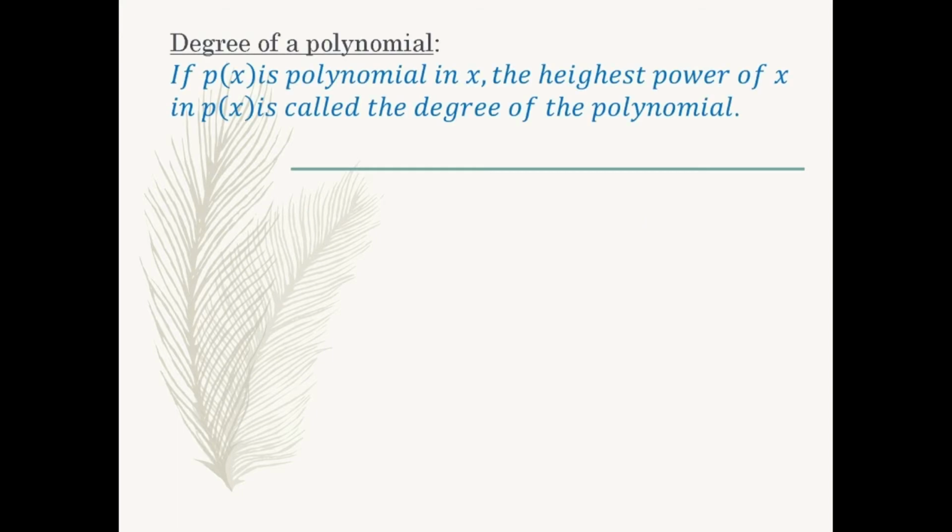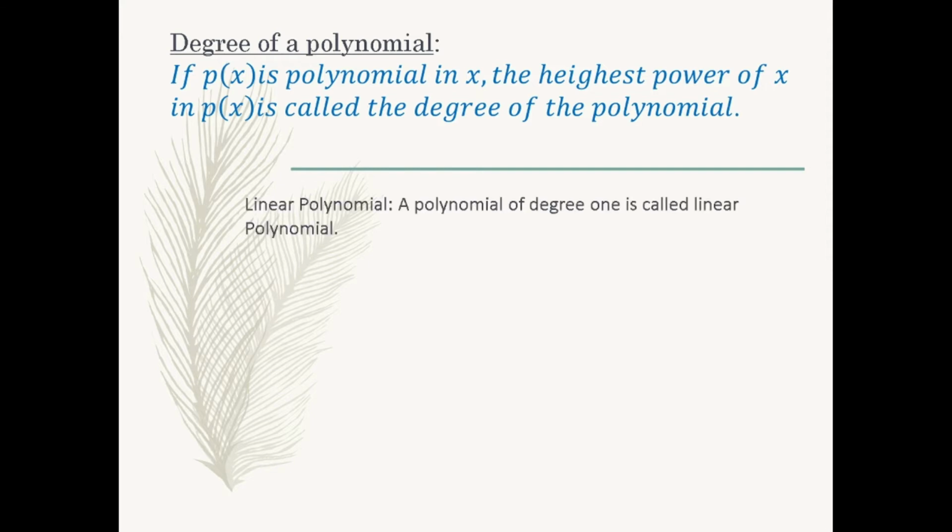Degree of a polynomial. If p of x is a polynomial in x, the highest power of x in p of x is called the degree of the polynomial. Based on the degree of a polynomial, we divide them into different categories.